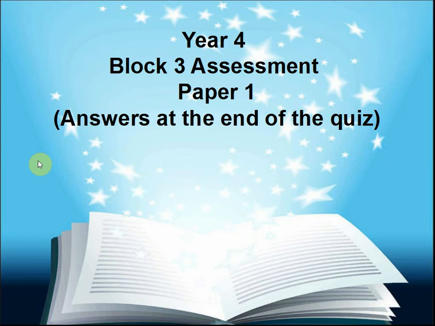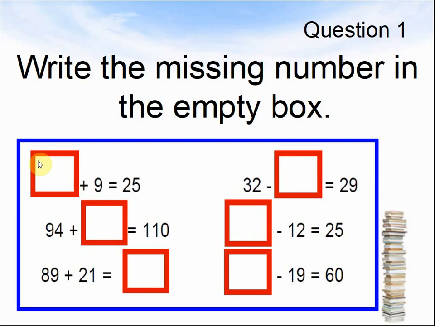Today we are looking at Year 4, Block 3, Assessment Paper 1. The answers will be at the end of the quiz. Let's look at question 1. Question 1. Write the missing number in the empty box.